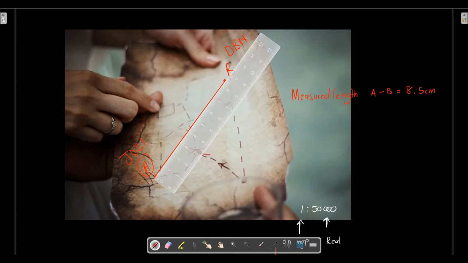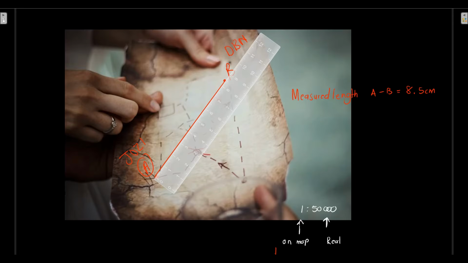But now I want to determine what is the real life distance. You do realize that the distance from Johannesburg to Durban is not 8.5 centimeters. So that is where the number scale comes in. The number scale now comes in. This number scale is going to basically help us determine what is the actual real life distance from Johannesburg to Durban. So what are we going to do?